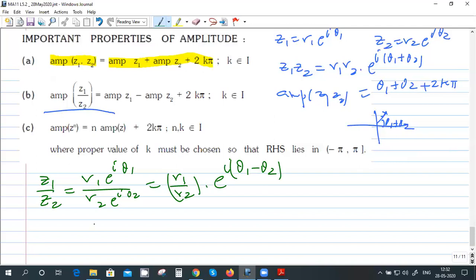r1 and r2 are numbers, so we just have to divide them. And this is e raised to the power something, so when I divide, the exponents get subtracted. Okay. So now the amplitude of z1 by z2 is just the angle part, so it is theta 1 minus theta 2. And I can go in circles, so it's plus 2k pi. And theta 1 and theta 2 are the amplitudes of z1 and z2.